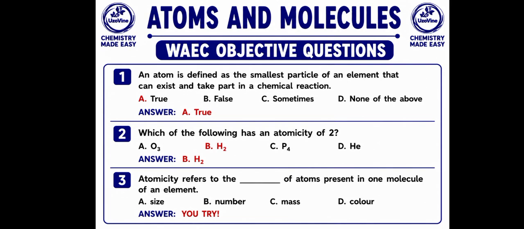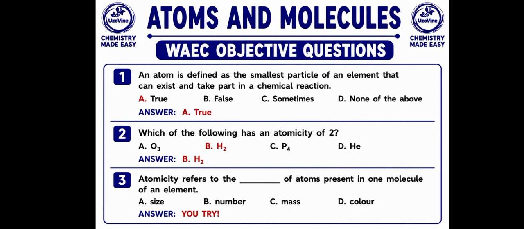True. Number 2. Which of the following has an atomicity of 2? A. O3. B. H2. C. P4. D. He. The correct answer is B. H2.